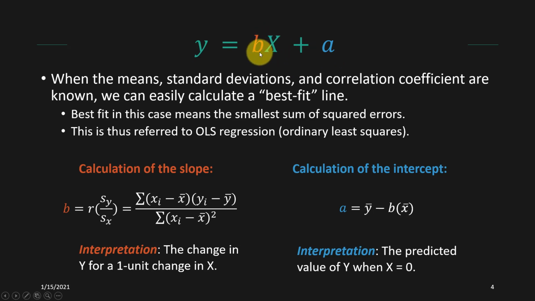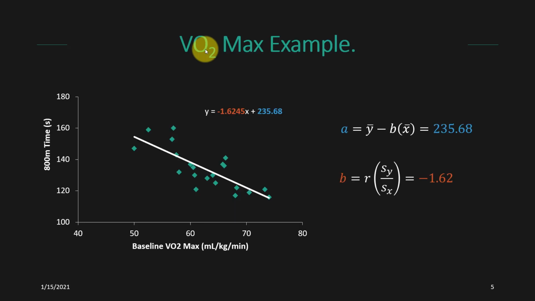Similarly, the slope is the change in y for a 1 unit change in x, because if x goes up by 1 unit, then I would be adding b to a, and now a plus b is equal to y. If I add another unit of x, now this would be 2b, and a plus 2b is equal to y. So every time x goes up by 1, my predicted value of y is going to go up by the value of b. We can see that a little more clearly if we come back to our VO2 max example.